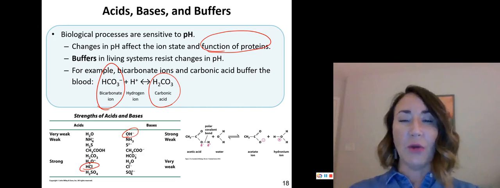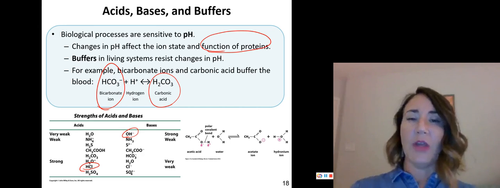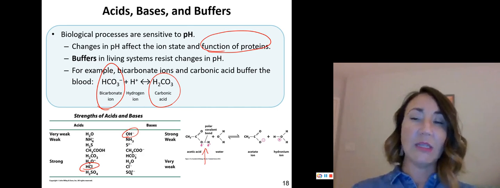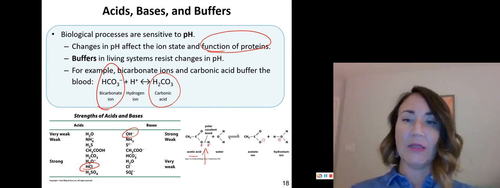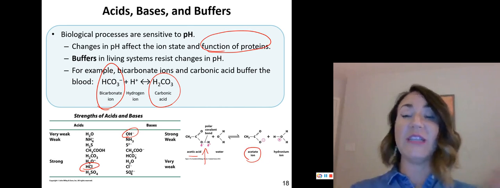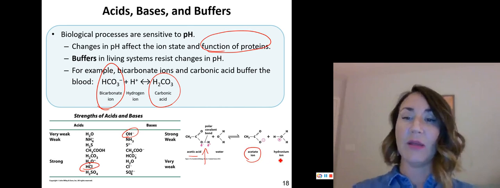And then on the far right, when we look at this diagram, you can see you have a polar covalent bond right there, meaning it's very reactive. And so in the presence of water, the acetic acid can be broken down, converted into acetate and hydronium ions, right?